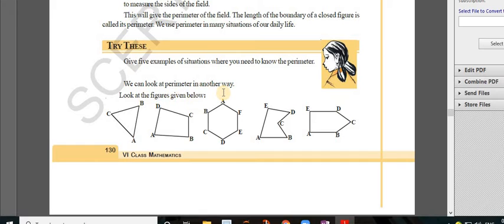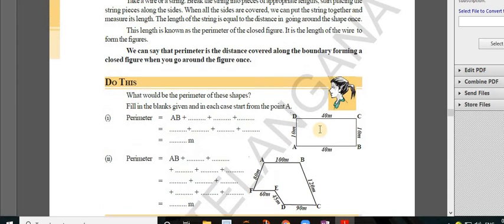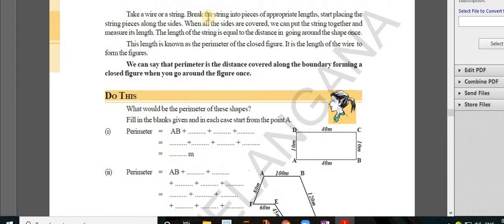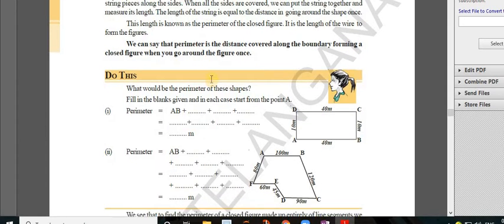So we can look at the perimeter in another way. Look at the figures given below. So here are the figures he has given, and what he is asking here: take a wire or a string, break the string into pieces of appropriate length, and start placing the string pieces along the sides. When all the sides are covered, we can put the string together and measure its length. So the length of the string is equal to the distance around the shape. This length is known as the perimeter of the closed figure. It is the length of the wire to form the figure. We can say that perimeter is the distance covered along the boundary forming a closed figure when you go around the figure once. So that's what he is giving here.